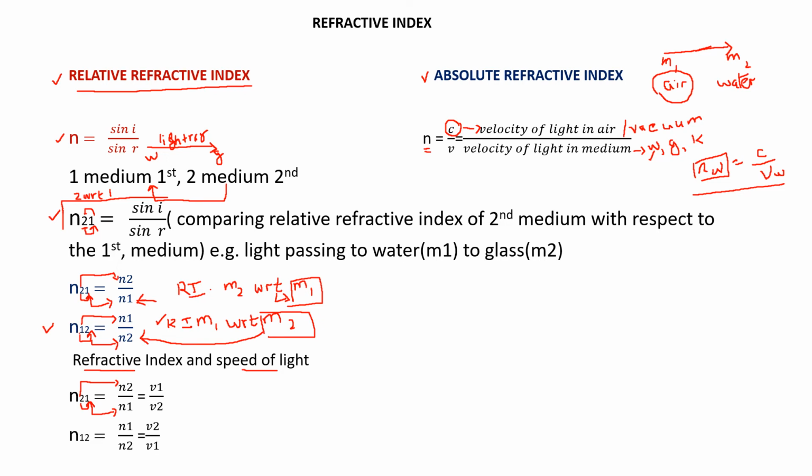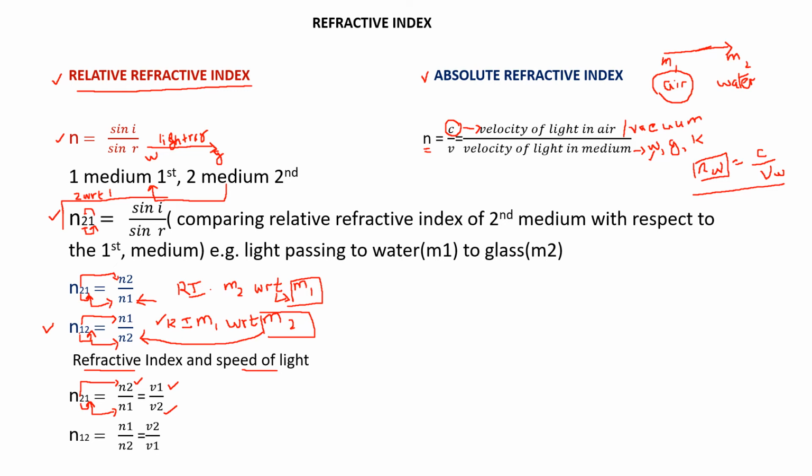Now when you are comparing this with velocity of light in the two different mediums, it will be just opposite. So refractive index of medium 2 you have written at numerator, but in case of velocity you are going to write velocity of light in medium 1, right? Here velocity of light in medium 2. This is just opposite of refractive index. N2 upon N1 is equal to V1 upon V2. Velocity of light in medium 1 upon medium 2, right? This is just opposite of this.